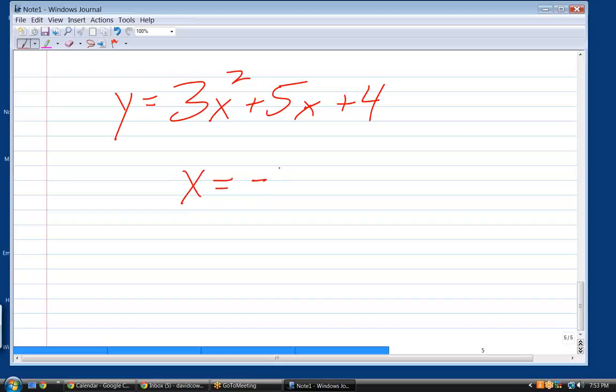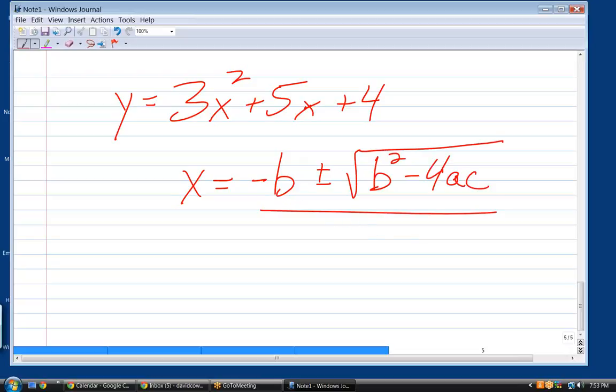x equals negative b plus or minus the square root of b squared minus 4ac all over 2a. Very good. This part right here has its own name. It's called the discriminant. The reason it has its own name is because you can figure out whether a quadratic has real or complex solutions by merely analyzing the discriminant. In other words, we don't have to solve it to figure out if it has real or not.